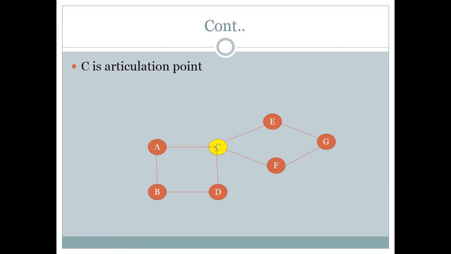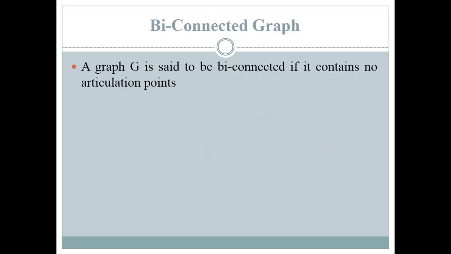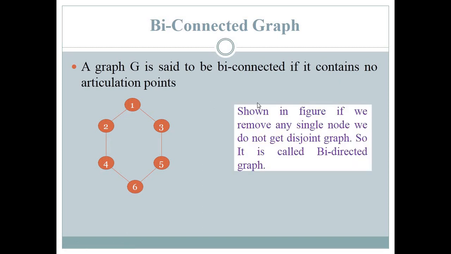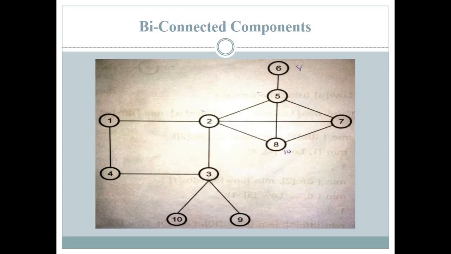Okay, so this is the example for finding an articulation point in our graph. Our next topic is bi-connected graph. A graph G is said to be bi-connected if it contains no articulation point. For example, if we have this type of graph that is connected as well as undirected, and we remove any single node, we do not get a disjoint graph. So this type of graph is bi-connected.